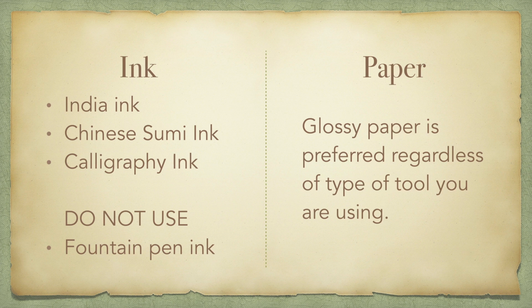Now let's talk about the type of paper that I recommend. So glossy paper is preferred regardless of the type of tool you are using. So whether you're using a traditional tool like a bamboo, Java, or a Handam pen, or you are using a chisel tip Sharpie marker, my suggestion is to use glossy paper.